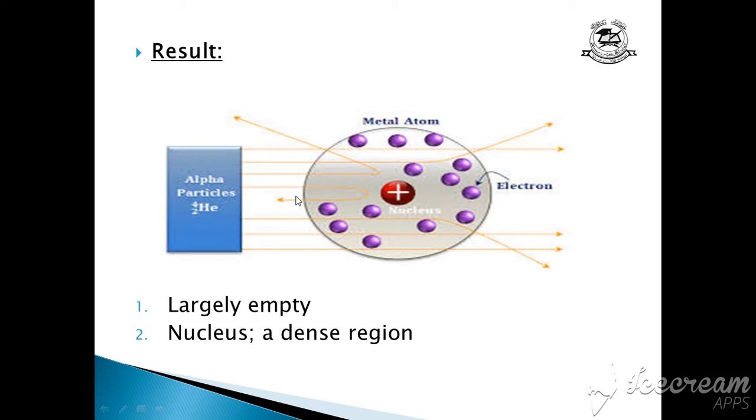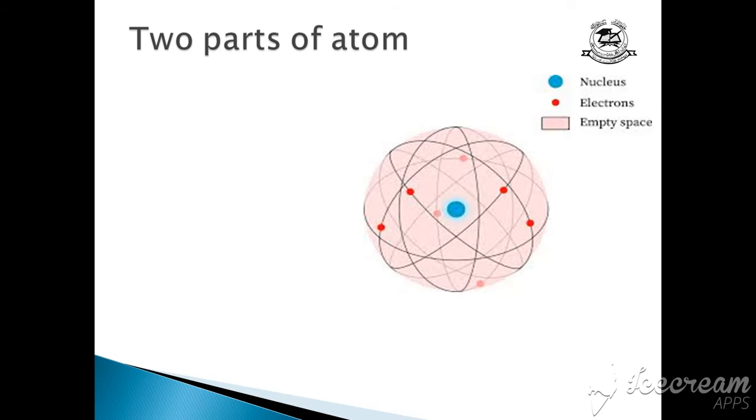So these were two conclusions, and by this experiment he told that there are basically two parts of an atom. You can see this diagram on page number 49 in your book. This blue one is the nucleus, which is positively charged. The pink space is empty space, most of the atom is empty space, and the red ones are electrons. According to the Rutherford model, an atom consisted of two parts, the nucleus and the extranuclear part.